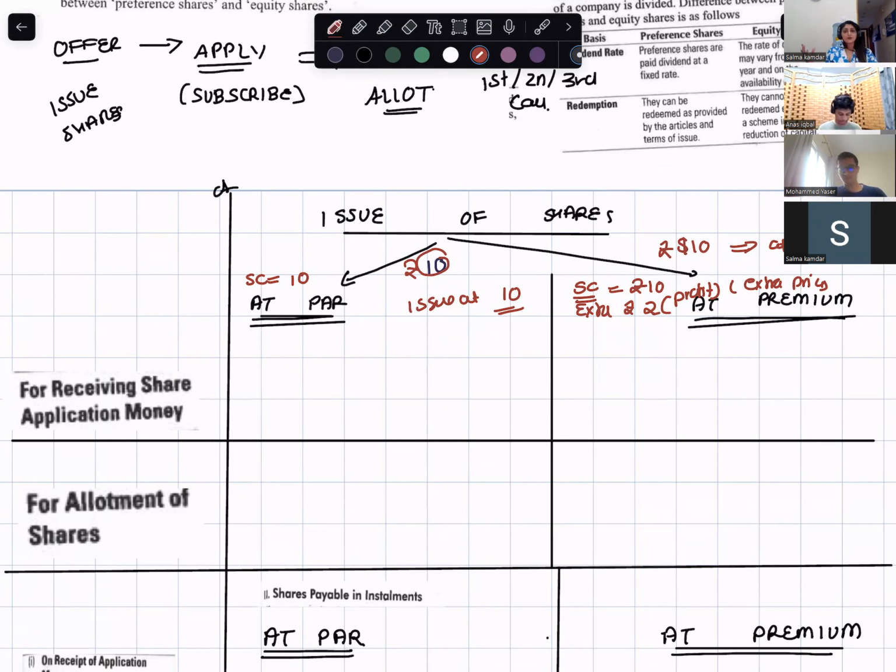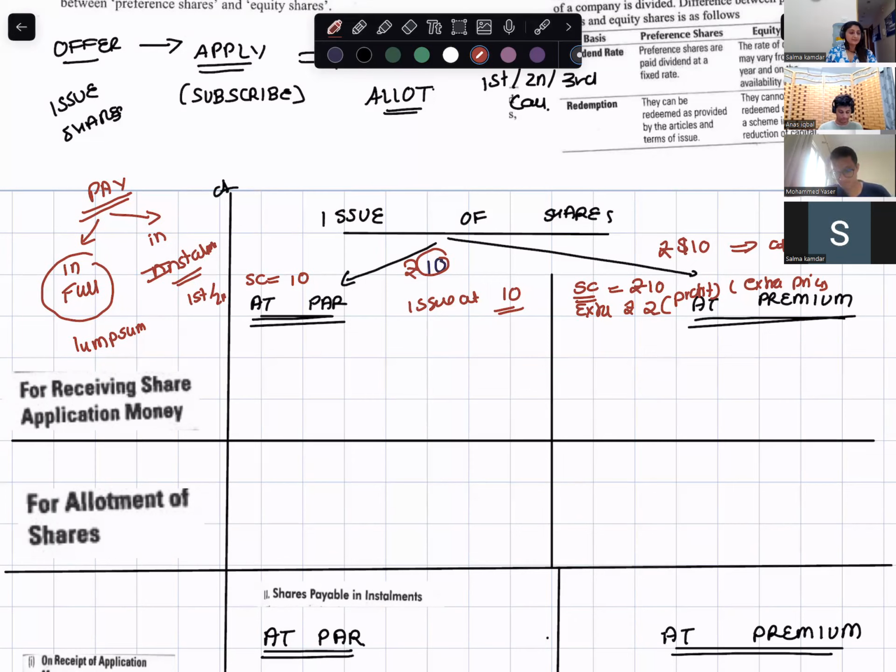Okay. I am issuing the shares. I am giving people shares. I can ask them to pay me in full, or I can ask the shareholders to pay me in installments. When I ask them to pay me in full, it is called what? Lump sum. I receive lump sum money. When I ask them to pay me in installments, it becomes the first, second, and third call. Are you with me?